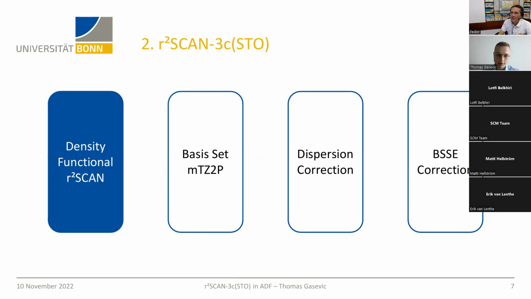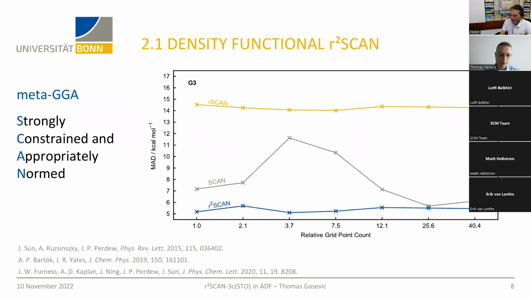First of all, the density functional r2SCAN. It stems from the SCAN functional, which was proposed by Perdew et al. in 2015, and it stands for strongly constrained and appropriately normed density functional. I think it was quite popular back then, but it turns out that it's quite grid sensitive. On the right side, I'm showing you the mean absolute deviation for the G3 energy benchmark set, which is plotted relative to the relative grid point count. Here in gray, you can see the result with SCAN, and especially over here, you see that the errors become quite large, even though that shouldn't be the case. So it's quite grid sensitive.